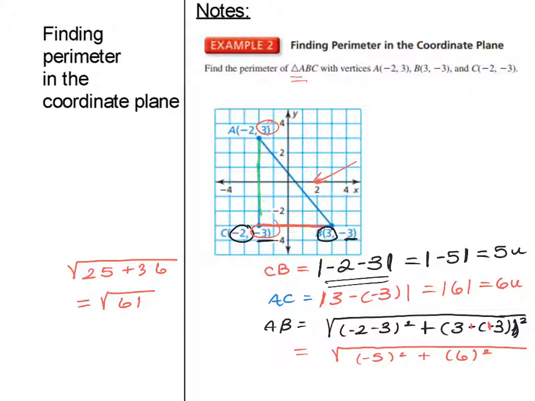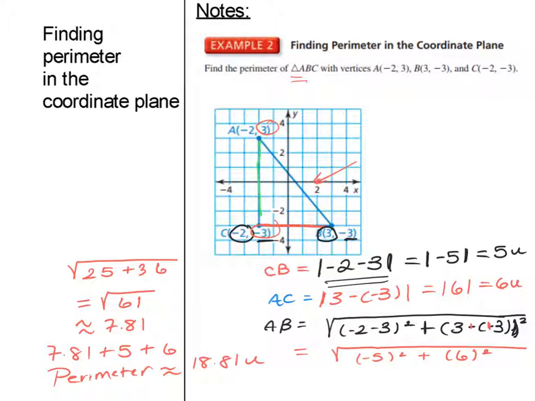Round to the nearest hundredth. They got this to be approximately 7.81. And then when you add 7.81 plus 5 plus 6, what do you get? Say it louder, what? 18.81. So our perimeter is not equal to, it's approximate because we rounded, approximately 18.81 units, not units squared because it's perimeter.